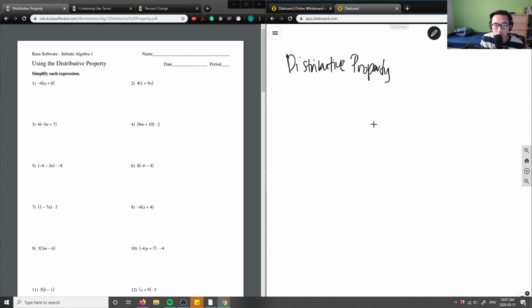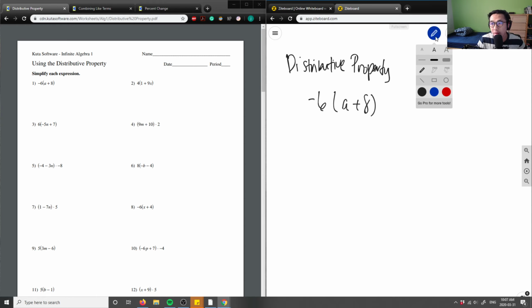So I'm going to do question 1, and this is question 1 here. So I'm going to write here, this is negative 6 times the bracket a plus 8. So how do we distribute? What is this concept of distributive property? So when we talk about distributive property, it's this term.